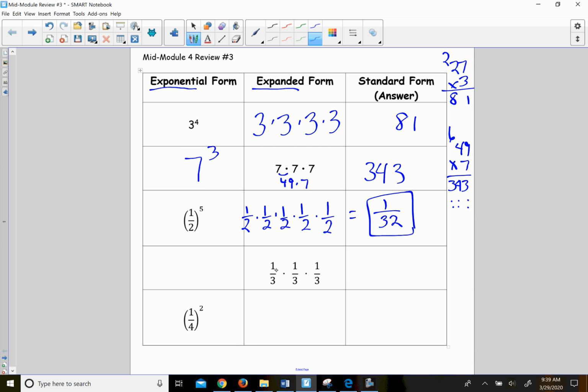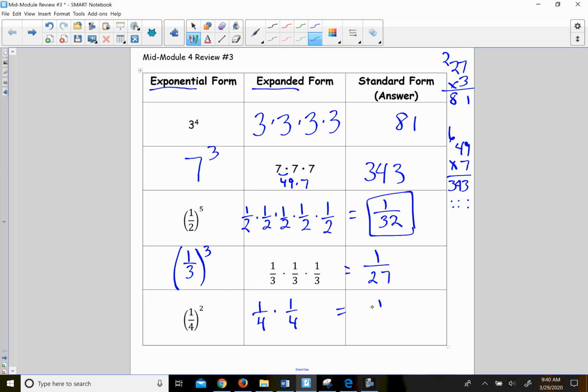Okay, so I have 1/3 repeatedly multiplied, so my base is 1/3, that goes in parentheses, and I'm multiplying it 1, 2, 3 times. So 1/3 to the 3rd looks like 1/3 times 1/3 times 1/3. That's going to equal 1 times 1 times 1 over 3 times 3 is 9, and 9 times 3 would be 27. So 1/27th.